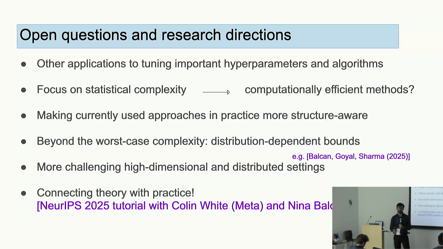We talked about techniques on statistical complexity, which is basically the amount of data you need to give guarantees that this much data is sufficient or necessary to tune these hyperparameters. But can you give computationally efficient methods? That's an interesting open question. There are very few works on this, and that's another exciting direction.